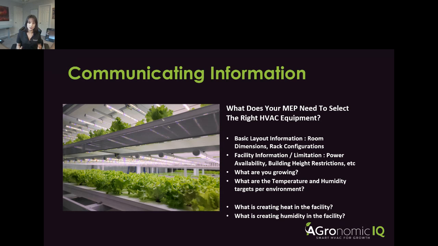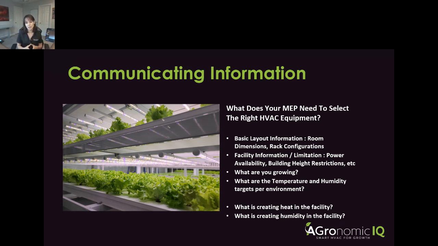CEA facilities require a significant amount of power. If there are power constraints, we need to know what those are before we're going down the rabbit hole of selecting different equipment, because if you've got power limitations in your facility, you might need to buy the more expensive equipment that is the most energy efficient for your application.